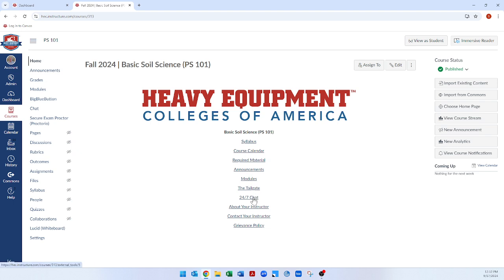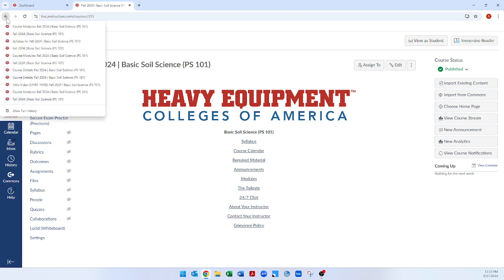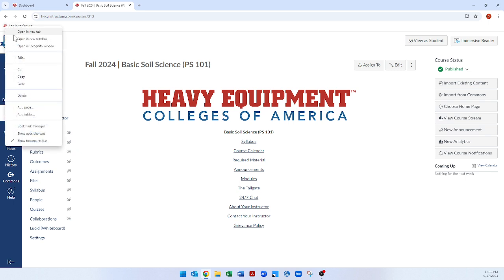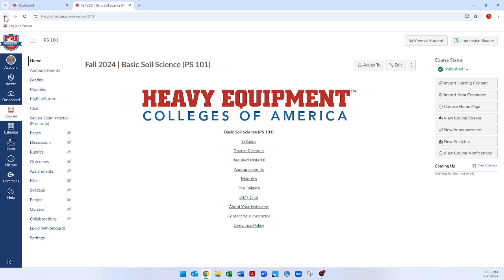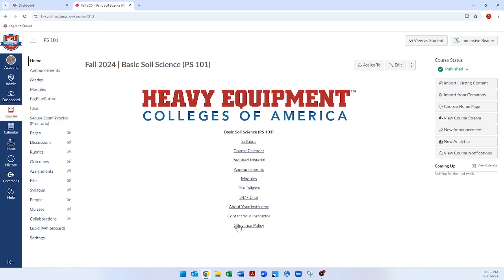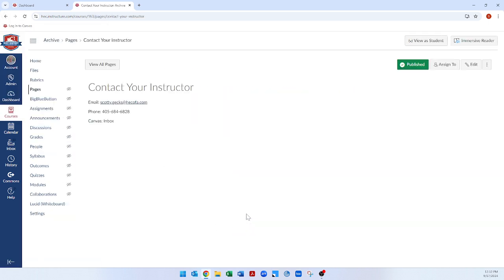This is, I think this is up to date. Let's start down here. This is a grievance policy. I'm not going to go to it, but you're welcome to go to it. When you get to it, if you can't get back, go up here, right click on this arrow and go down to course modules. It'll get you back. You should be able to see home, but that's where I go when I get lost. I right-click on the left arrow, and I click on course modules, and that'll get me back to the module. Contact your instructor. I'm telling you to contact me.